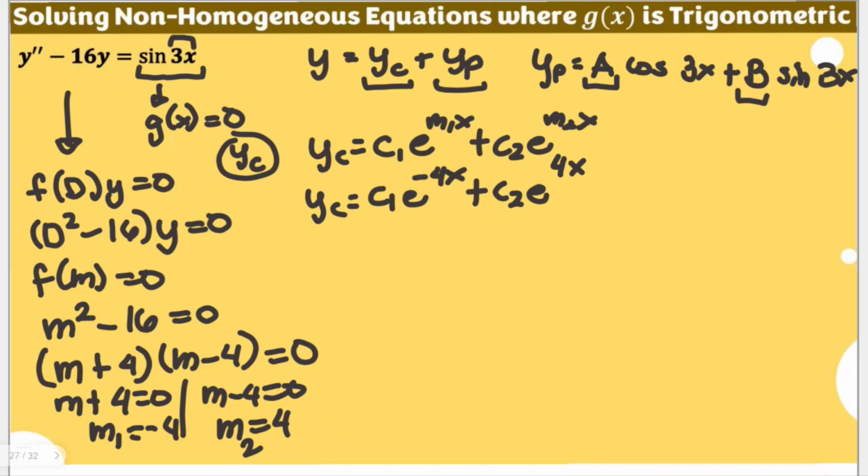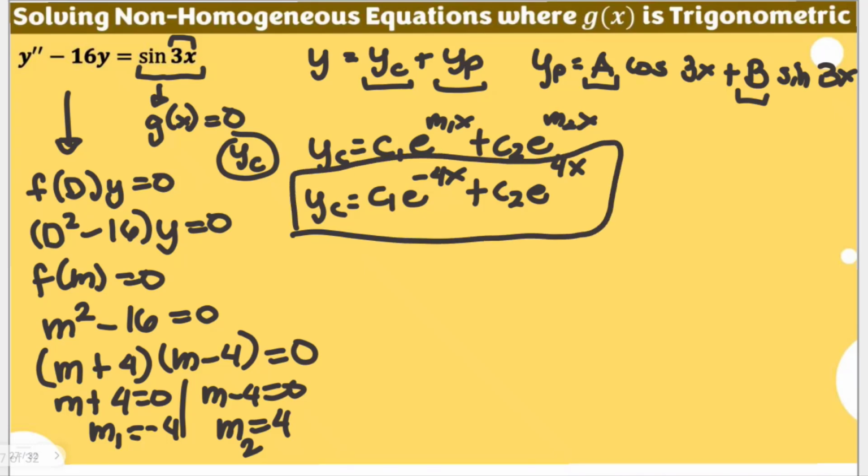Now, you don't need to worry if you wrote m sub 1 as positive 4, not negative 4, so you'll be changing this and that. Nevertheless, they are actually commutative, and c sub 1 and c sub 2 are arbitrary constants, so you can simply rewrite them in any order. So this is our y sub c. Okay? This is just the first part of our solution, because we are going to look into y sub p.